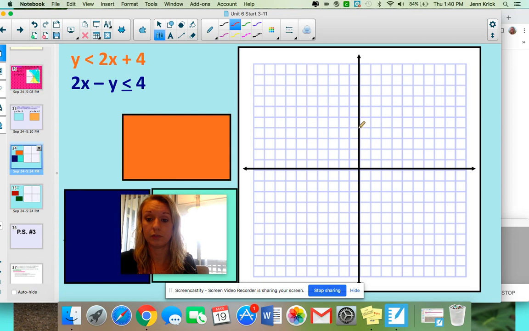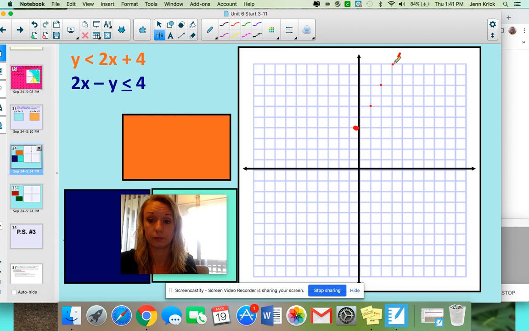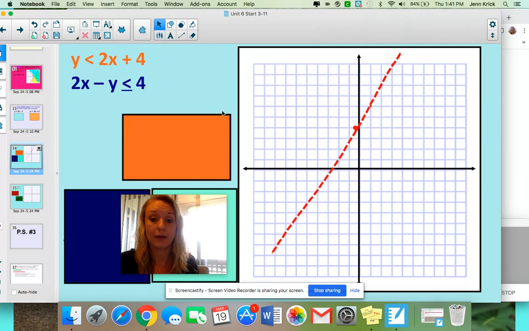All right, so if I'm starting with my orange inequality, I'm starting at 4. 1, 2, 3, 4. And it's a slope of 2, so I'm gonna go up 2 over 1, up 2 over 1, up 2 over 1. It is a less than sign, so we will utilize a dashed line as we're going through. And there I am.